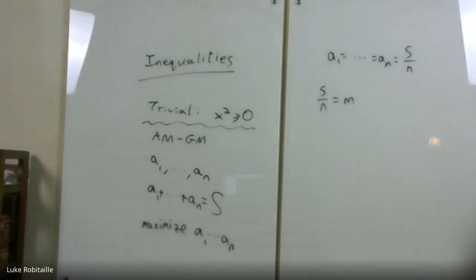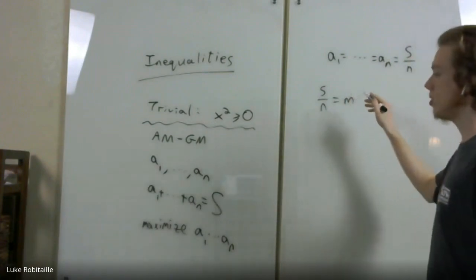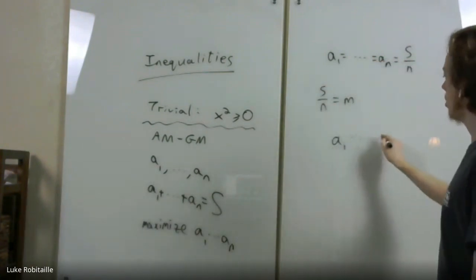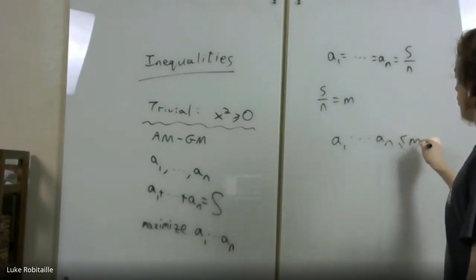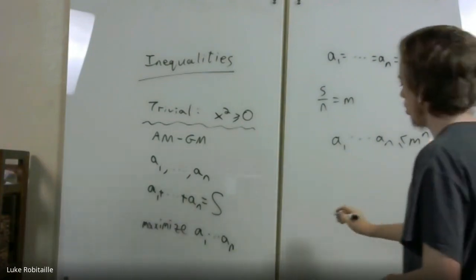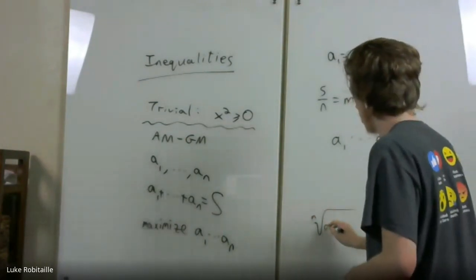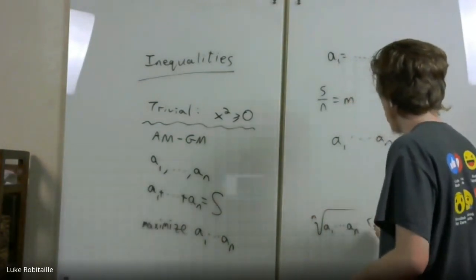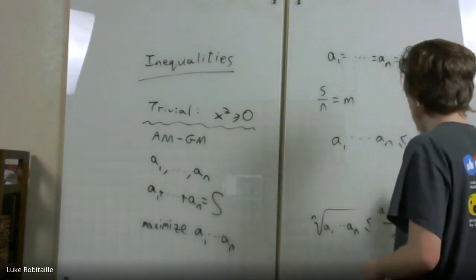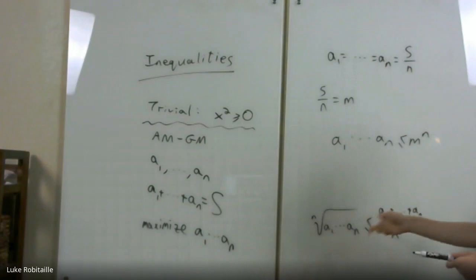So we want to prove that the maximum is M to the n, which is achieved when they're all equal. So we want to prove that their product is at most M to the n. This is basically the AM-GM inequality. Normally you would write it with nth roots, but this is what's going on.